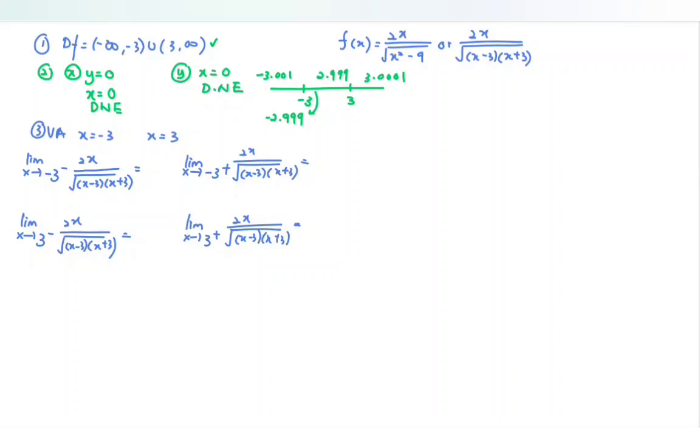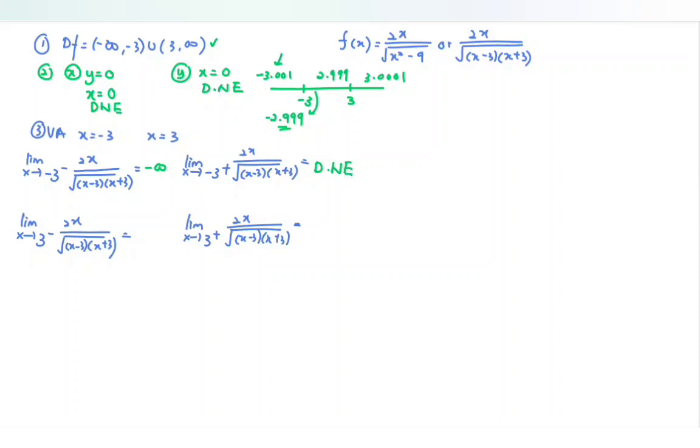So now move on with the calculator. Kindly key in the function given. Next, substitute this value, and we will have negative 3.001 as the limit when x approaches negative 3 from the left, and the value will be negative infinity. Continue, for negative 3 from the right, if we substitute this value, we will have does not exist.